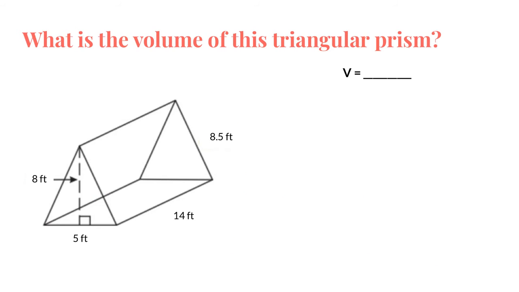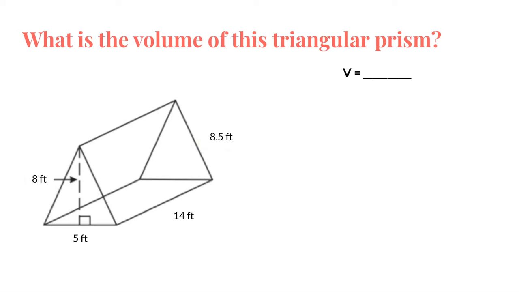What is the volume of the triangular prism? Basic rectangular prism is length times width times height. What are we viewing the triangular prism as? Triangle area times height. Base times height divided by 2, times this. Y'all are really close.